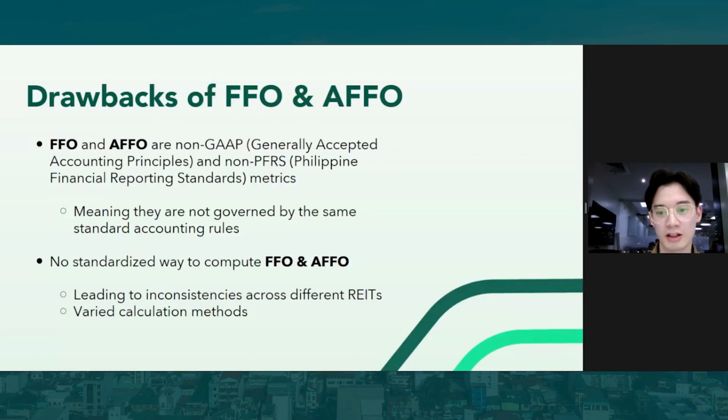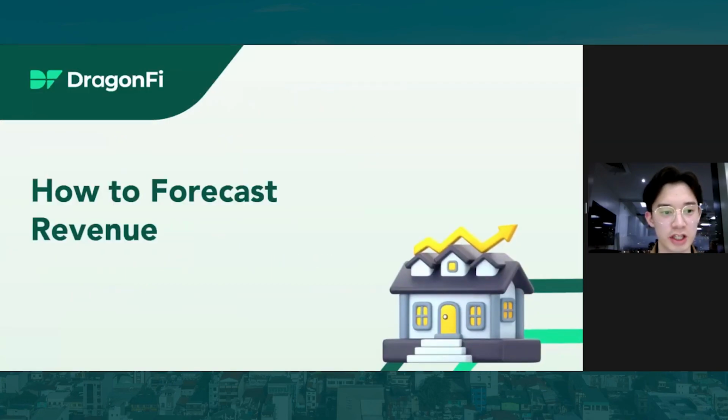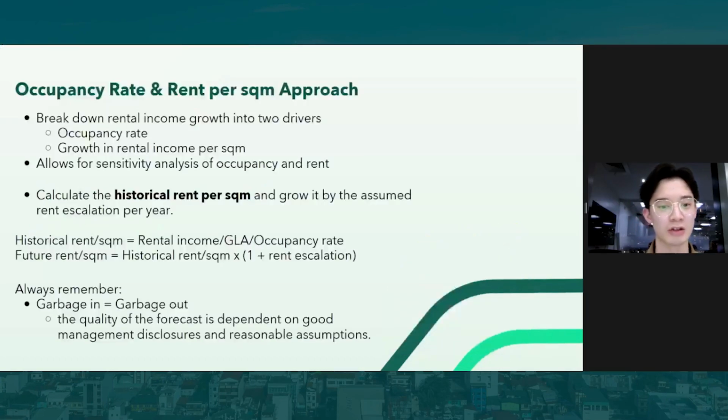All right, now that's all the metrics that we'll be covering tonight. We can finally move on to how to value a REIT using something called the net asset value model, or NAV model for short. To start, we would need to know how to forecast a REIT's revenue. So the first thing we'd have to do is learn how to forecast its rental income.